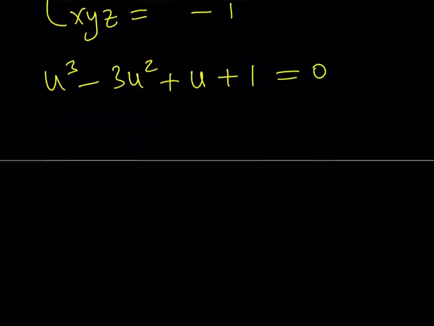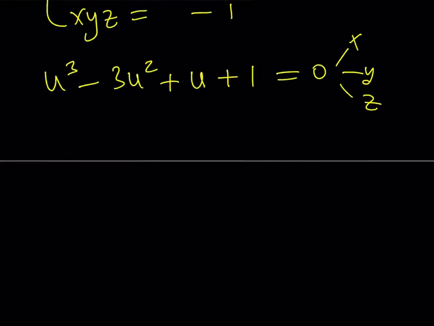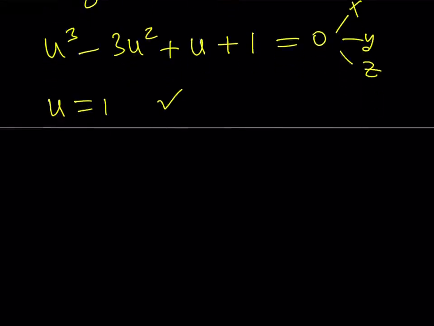How do you solve this equation? And when you solve this equation, the roots are going to be x, y, z. Let's go ahead and solve this. So I can write it as, notice that u equals 1 is a solution. Yay, awesome. So I can write it like this.